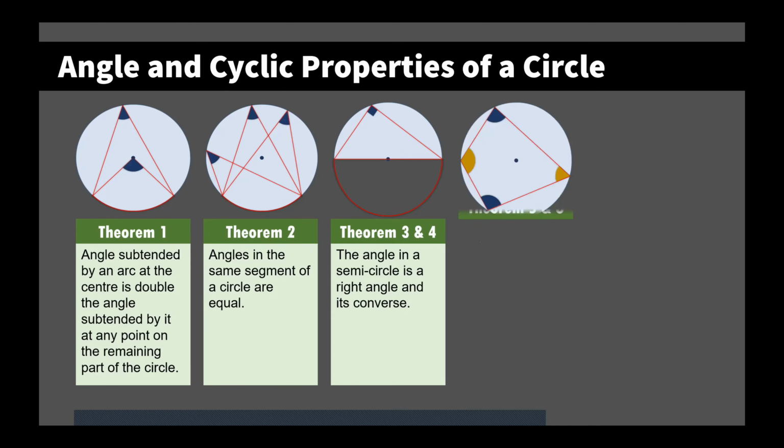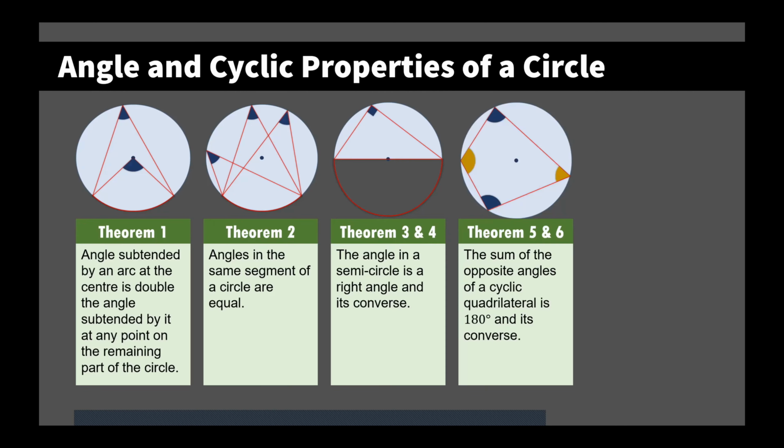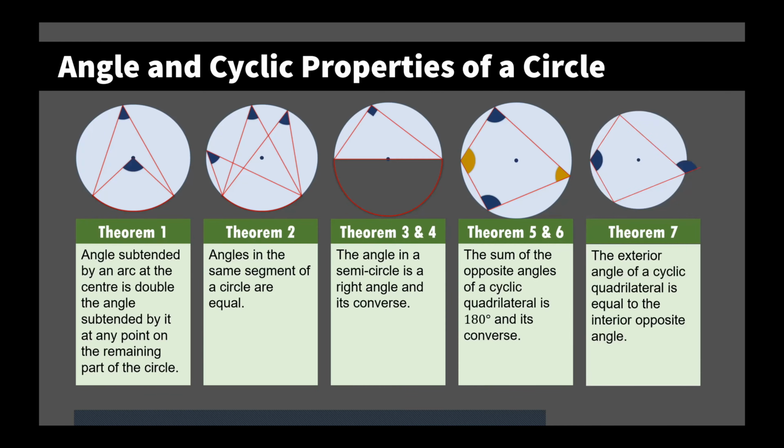The next theorem states that the sum of the opposite angles of a cyclic quadrilateral is 180 degrees. And conversely, if a pair of opposite angles of a quadrilateral are supplementary, then the quadrilateral is cyclic. This property can also be verified using the first one. And the last theorem says that the exterior angle of a cyclic quadrilateral is equal to the interior opposite angle.